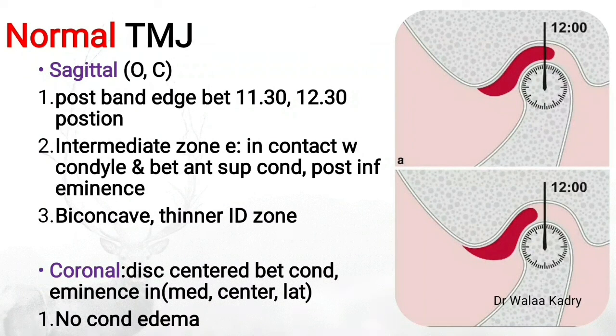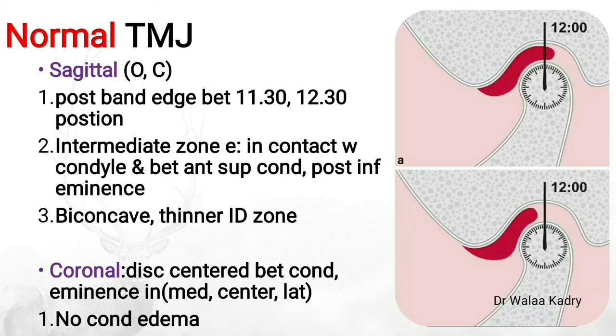The intermediate zone of the disc should also be in contact with the condyle and located between the anterosuperior surface of the condyle and the posterior inferior surface of the articular eminence. In the coronal view, the disc also should be centered between the condyle and the glenoid fossa without any displacement medially or laterally.